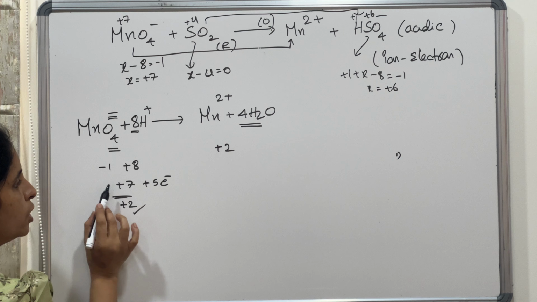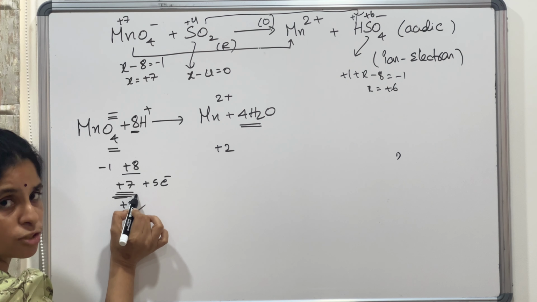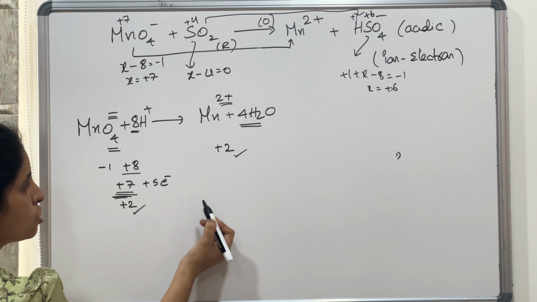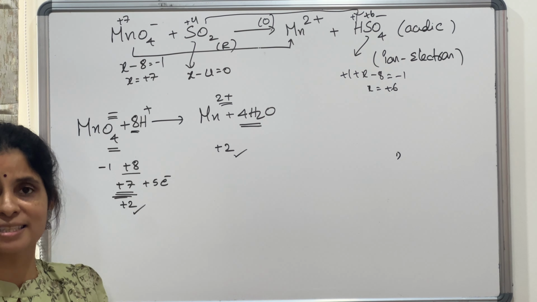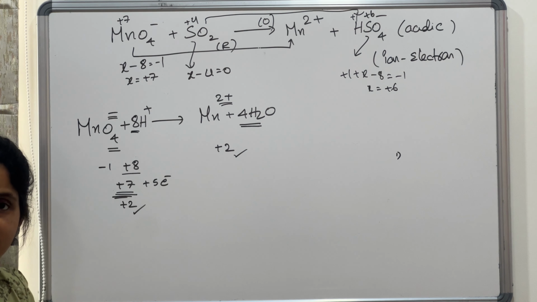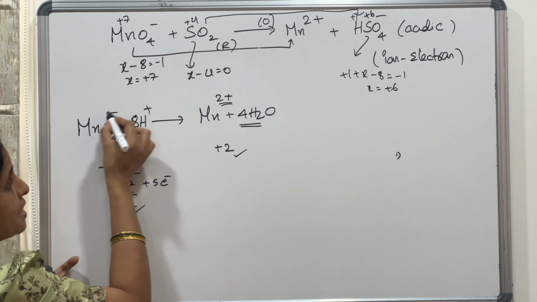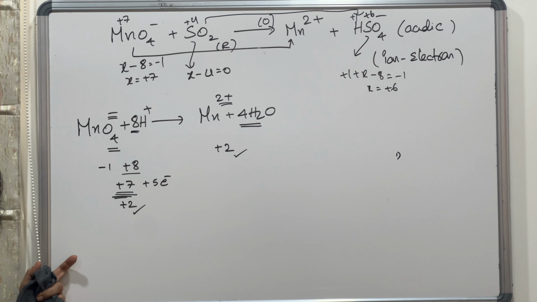Listen carefully. Here it is plus 7 total charge on this side, and plus 2 on this side. You cannot increase the charge, but you can decrease the charge by putting electrons. As it is undergoing reduction, reduction means acceptance of electrons.